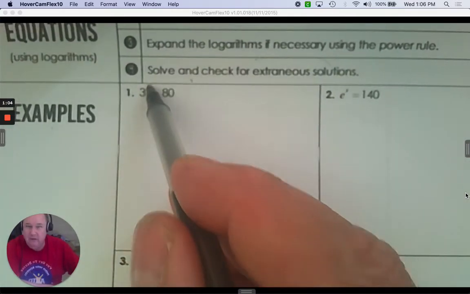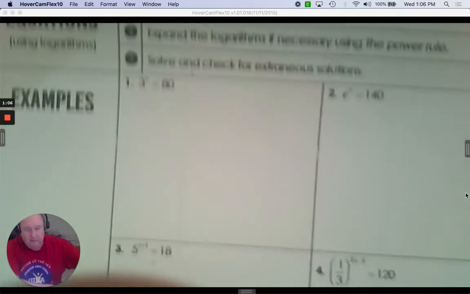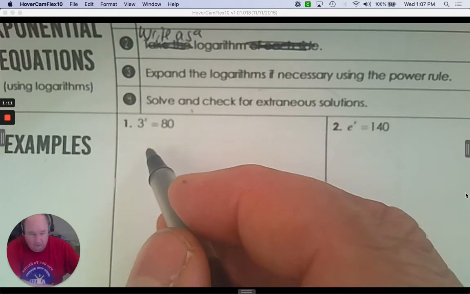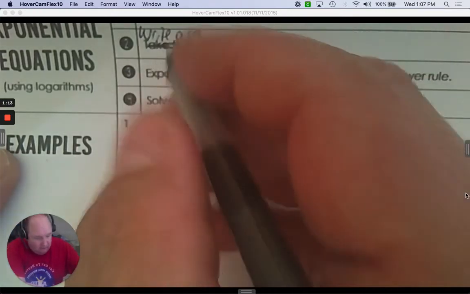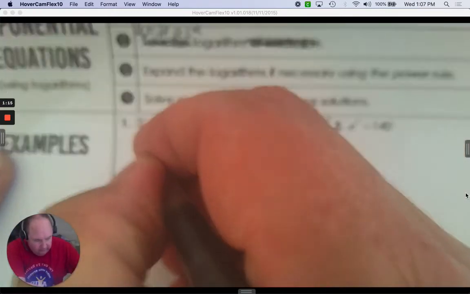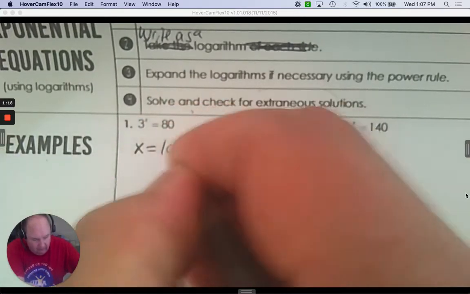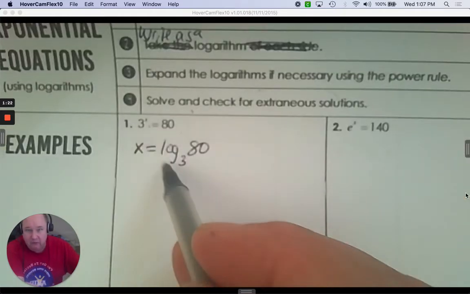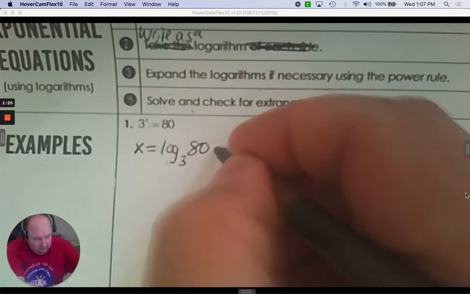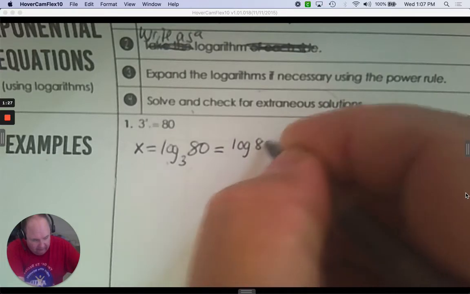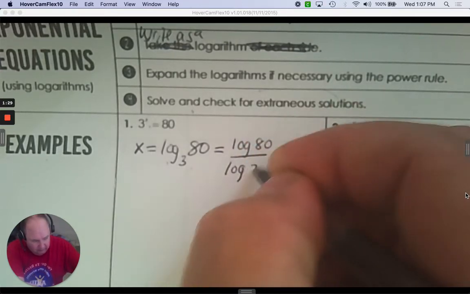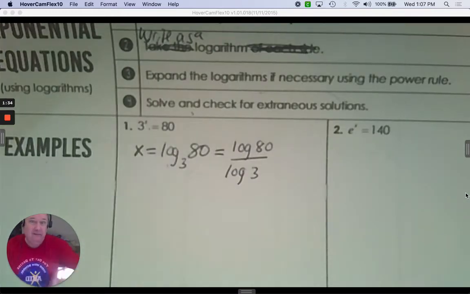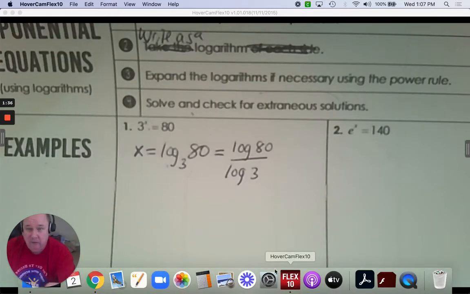All right, 3 to the x equals 80. There is no common base that we could use to solve this. So instead, we're going to write this as a logarithm. If I write this as a logarithm, the exponent is x, and the logarithm will have a base of 3, and inside will be 80. So that's writing it as a logarithm. We're going to change the base. So it says log 80 divided by log 3. This way we can use our calculator to evaluate it, and that's going to be the answer. So let's go to Desmos.